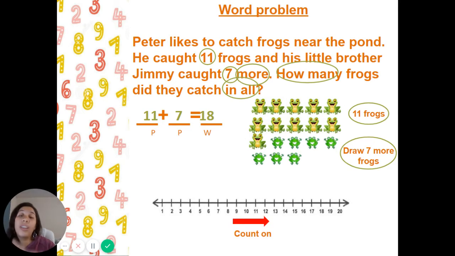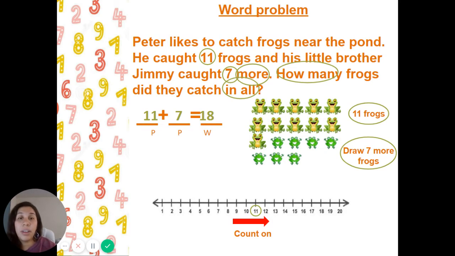You count on. That means that you make jumps to get the number larger and larger and larger every time. You will get to a greater number. Remember, your whole is always a bigger number than the other two. Okay? So what comes next? We had 11 frogs. So we need to identify where is 11 in this number line. Here it is, number 11.